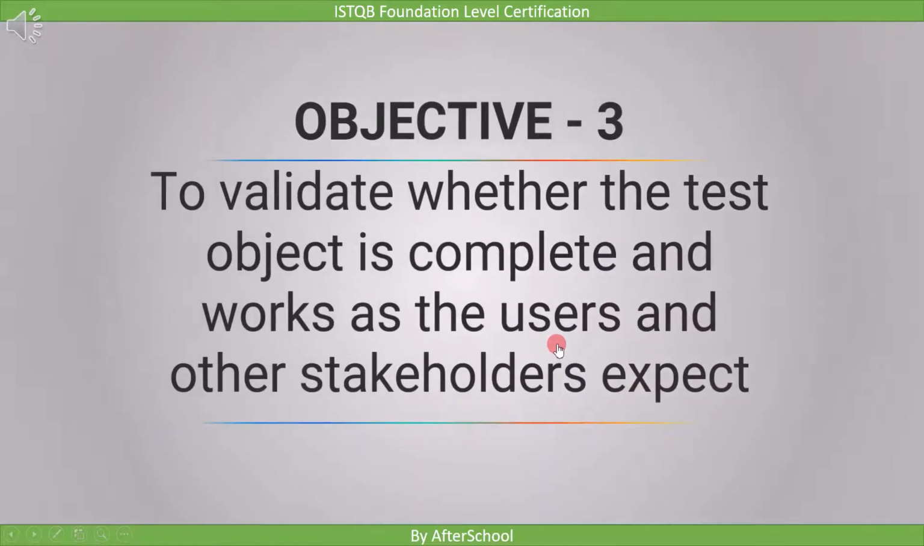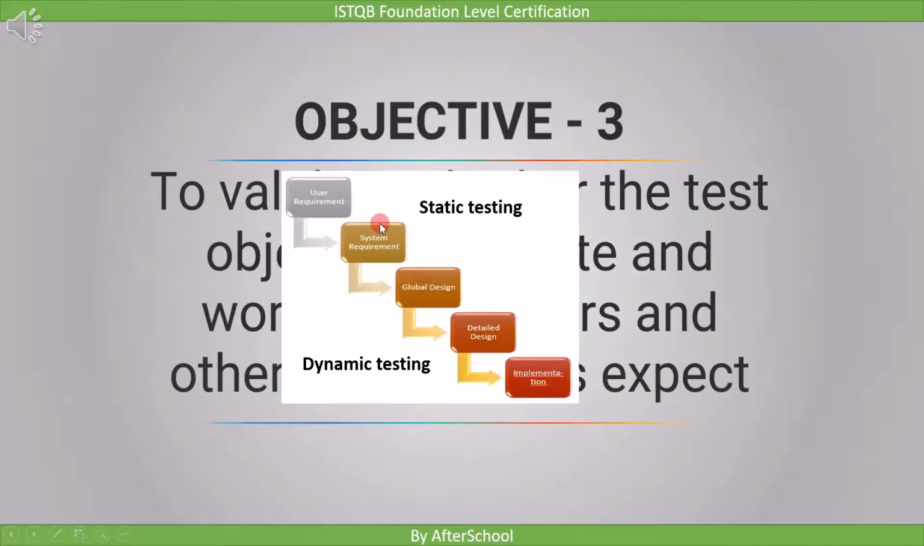Third objective is to validate whether the test object is complete and works as the users and other stakeholders expect. Test object means object under test, and it is defined as the component or system to be tested. When you are in requirement stage, requirement is your test object, and in design stage, design is your test object, and at the implementation stage, code is your test object.